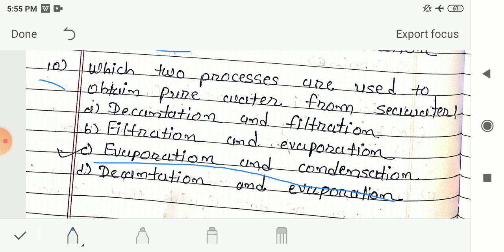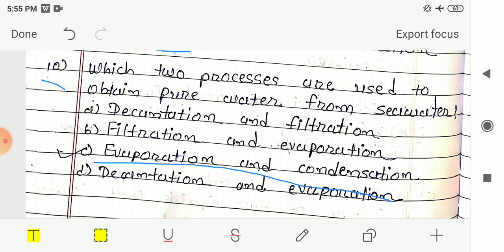First we are converting water into its vapor, and after that we are cooling down this water vapor, and we are getting the pure water from the sea water. So for that we are using this evaporation and condensation method to get pure water from the sea water. So here our MCQ gets over. Next question is question 2, that is fill in the blanks.